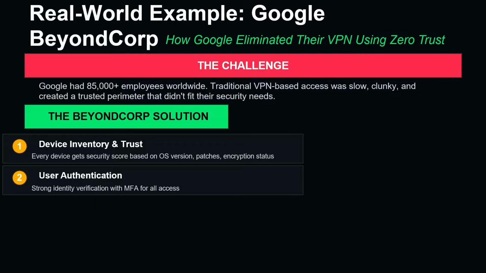Step 2 was user authentication. This was strong identity verification for all users. Multi-factor authentication is required and user identity is continuously verified.